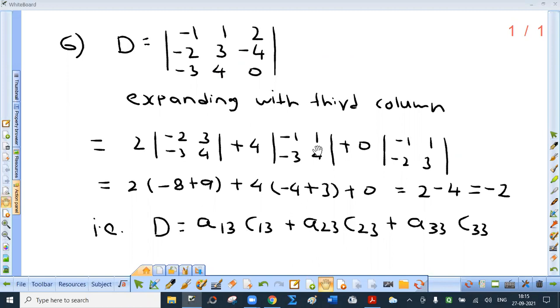A13 into its cofactor plus A23 into its cofactor plus A33 into its cofactor, or same logic, 2 into omit the row and column in which it occurs, you get this, change the sign of this, so plus 4, omit the row and column in which the element occurs, plus 0 into, actually 0 into we need not write this, but to explain how determinant is to be expanded, I have written this. So if you simplify, value of the determinant is -2.